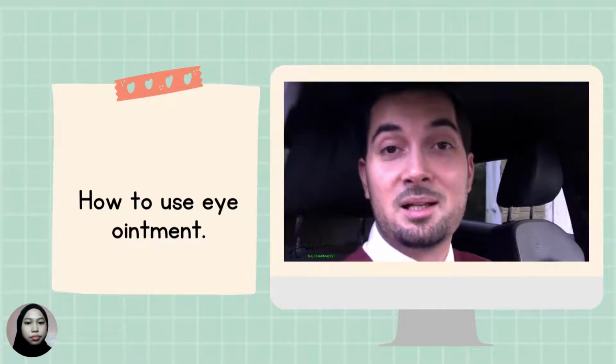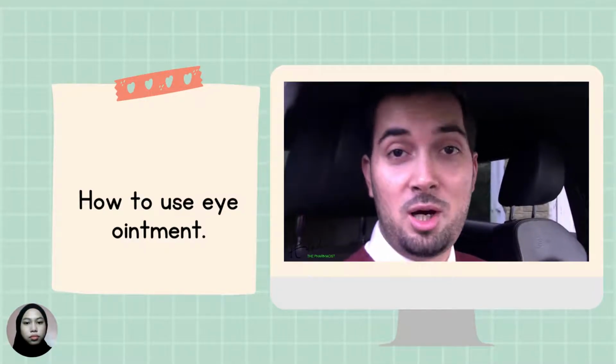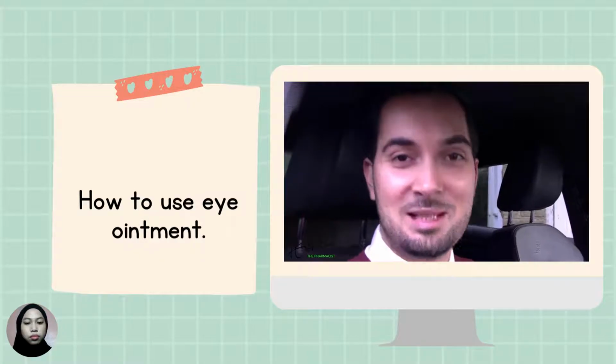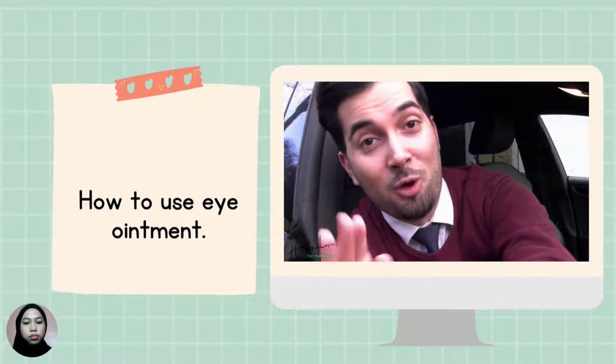Tip 5. Eye ointments are thick, so when it sticks to your eye, it can cause temporary blurred vision. So make sure not to drive or operate any heavy machinery until it wears off. To reduce this, blink several times after you apply and don't rub your eyes.